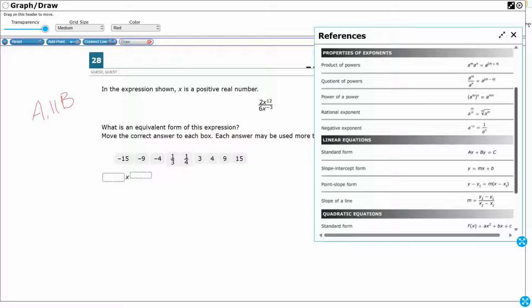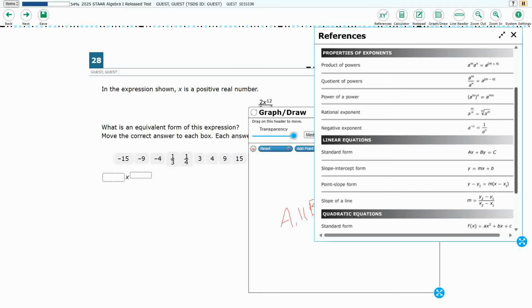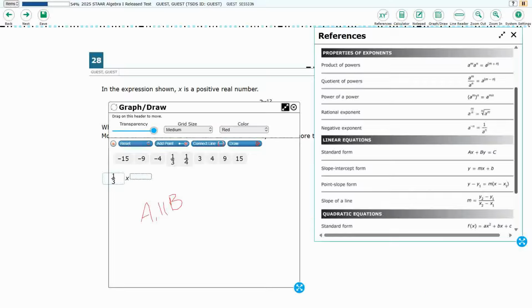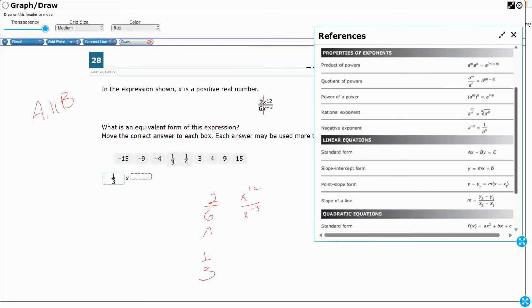So we need to form an equivalent expression, all right? And it looks like we only have one base to do with, x. So let's kind of split this in half. All right, so I've got my 2 over 6, and then I've got my x^12 over x^-3. I can handle this easily. 2/6 simplifies to 1/3, and that's going to be my coefficient. So that's half points right there. I'm just going to grab this 1/3. Now I need to do a little bit of work on my x's.